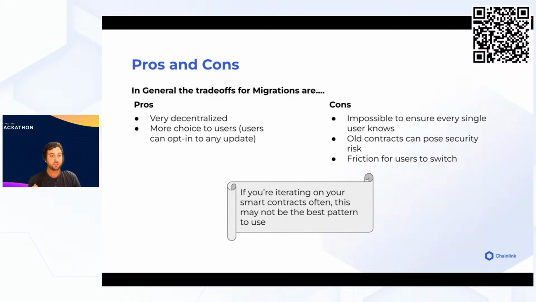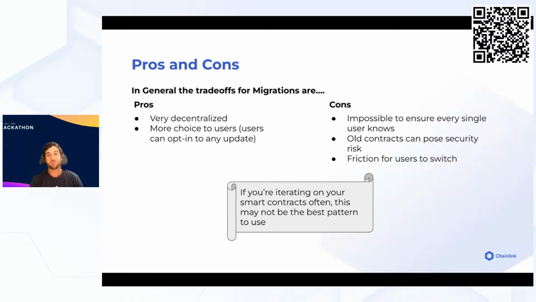Cons: it's impossible to ensure that every single user knows to move, and you never know that the old contract you could have upgraded because it poses some kind of security risk. So you could have a bunch of users still on an old contract that's vulnerable to something like a reentrancy attack or an oracle attack, and they could lose a lot of money by staying there. And the switch naturally imposes friction on your users. So if you're going to constantly upgrade your smart contract, you're going to have to constantly tell your users to switch to the new one, and have all of the front-end applications switch to pointing to the new smart contract. And this can pose a ton of friction to your users.